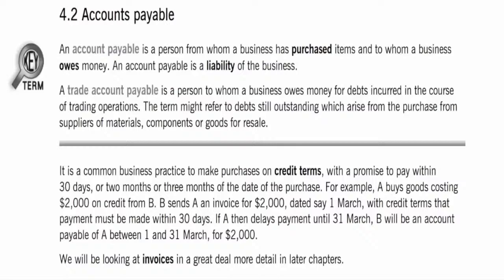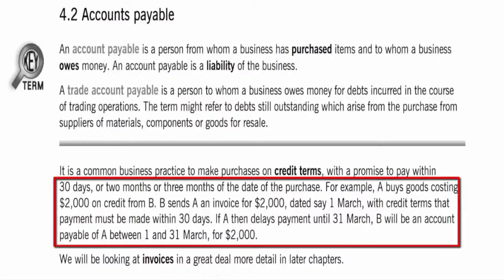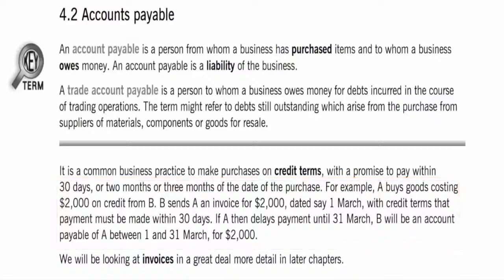Let's walk through a real-life example. To make this crystal clear, let's go over the example from your book. The transaction: Company A buys goods from Company B for $2,000 on credit. Company B sends an invoice dated March 1st, which says payment is due in 30 days. What happens if payment is delayed? If Company A doesn't pay until March 31st, Company B remains an account payable for Company A during this time.